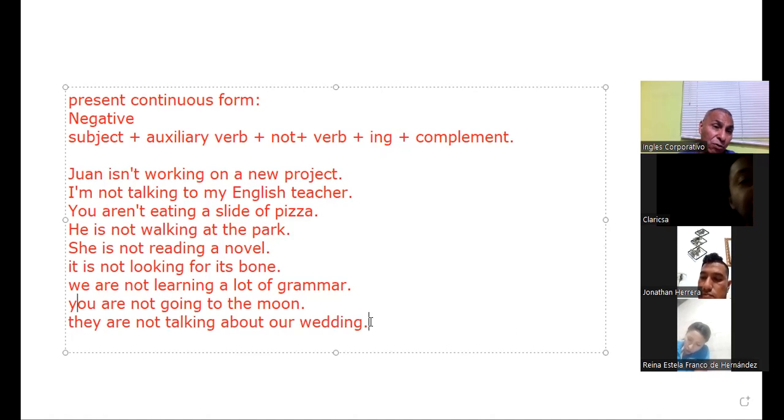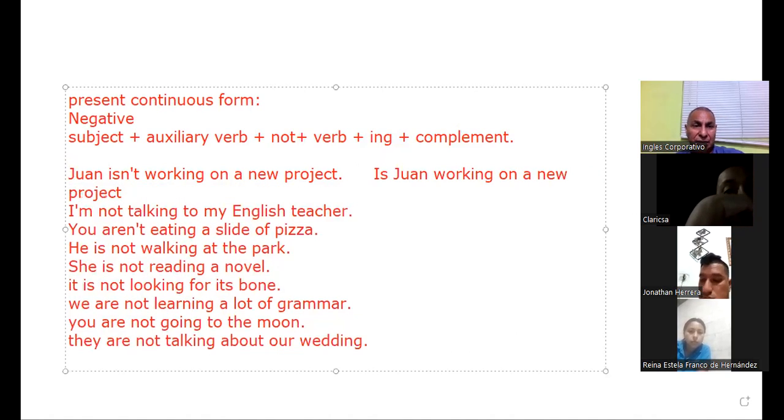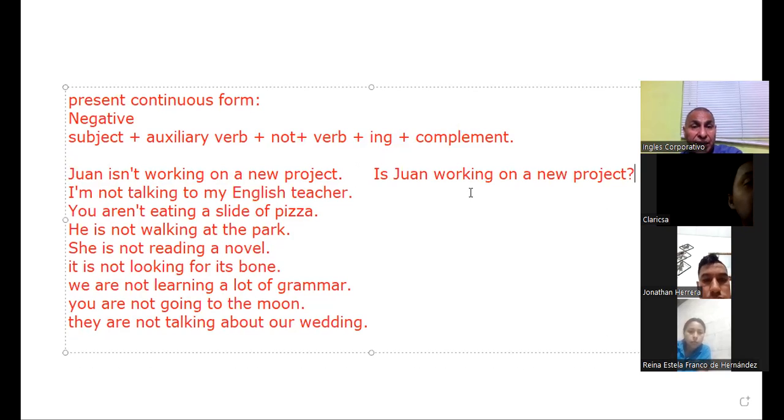This is the negative form. Okay. Now, what would be the question form de esto? Sería, is Juan working on a new project? Okay, is Juan working on a new project? See, that is the question. And what we did is we placed the auxiliary verb at the beginning of the sentence. And the rest of the sentence has the same structure. So is was between the subject and the ing. Now is at the beginning of the sentence. Is Juan working on a new project?